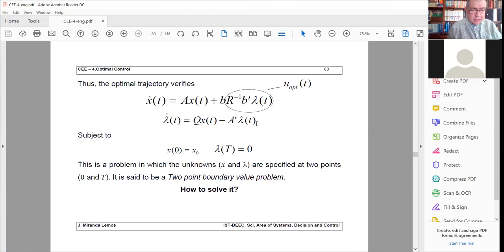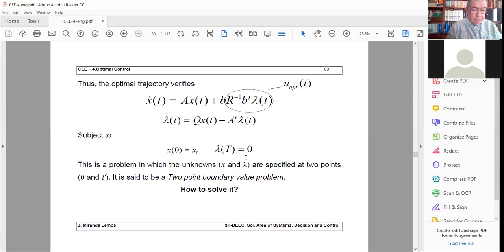Now, what you have here is a system of 2n equations in 2n unknowns. N equations for x, and n equations for lambda. X is imposed, so part of this enlarged state, if you wish, is imposed at the beginning. That's x of zero, which you are imposing with the initial conditions. And part of it is imposed at the end. That's the co-state, which is zero at the terminal condition.